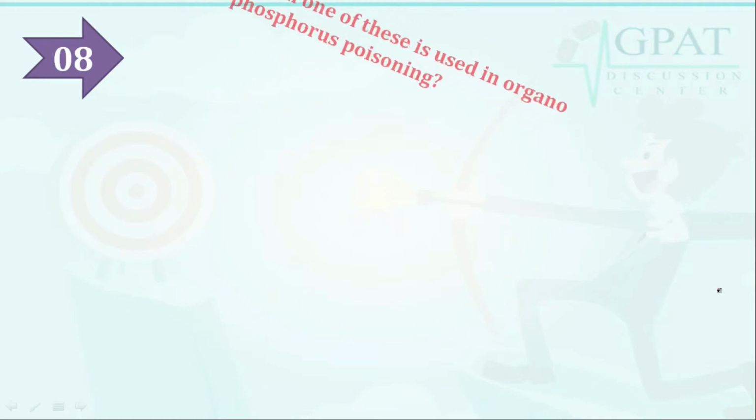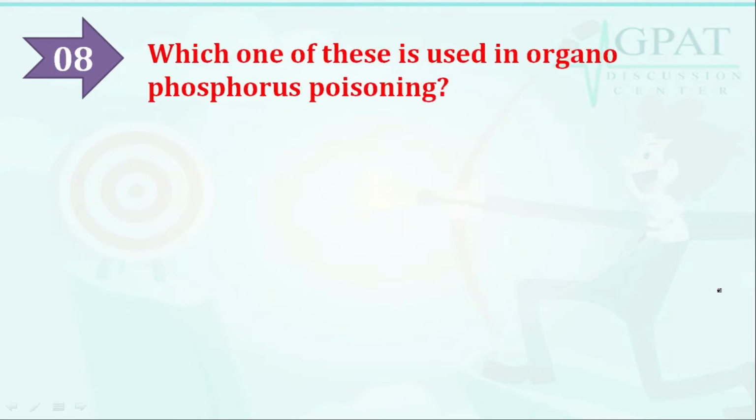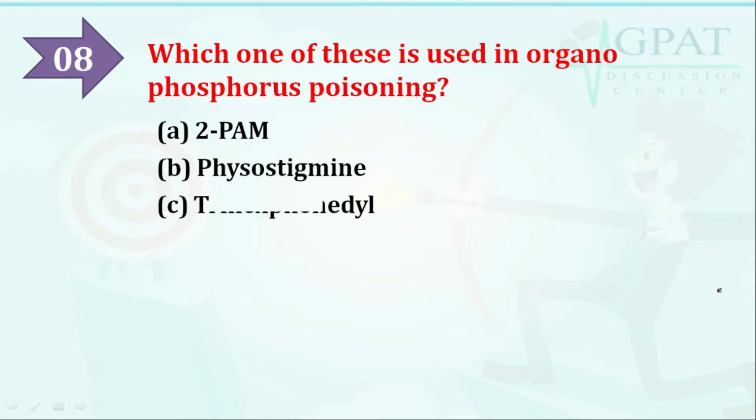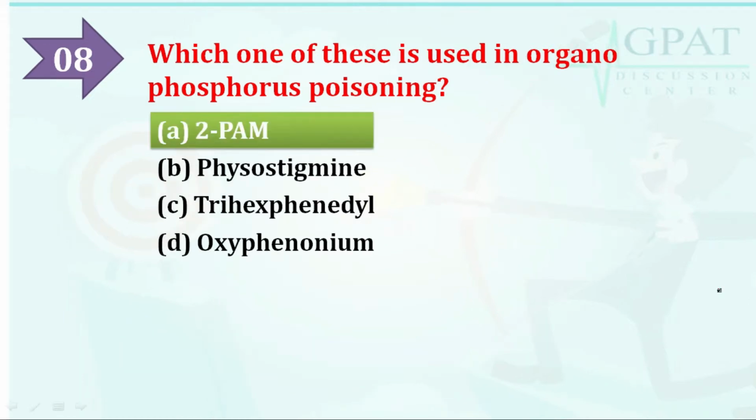Next question is: which one of these is used in organophosphorus poisoning? The options are, option A is 2-PAM, option B is physostigmine, option C is trihexyphenidyl, option D is oxyphenonium. So which one of these is used in organophosphorus poisoning? And the correct answer is 2-PAM.